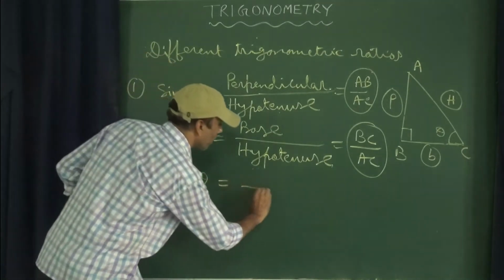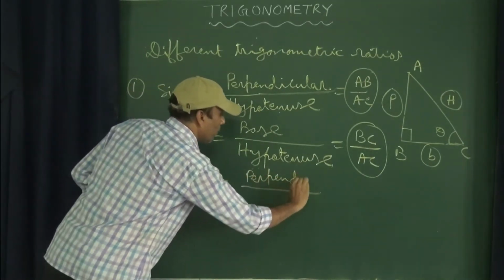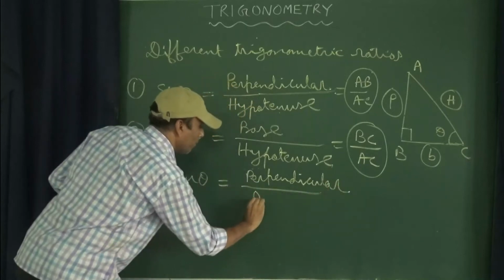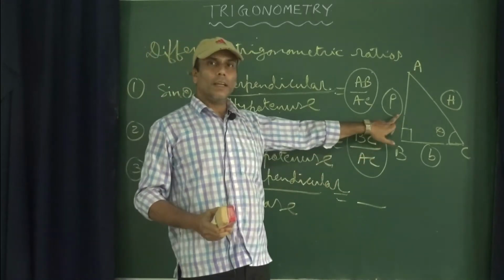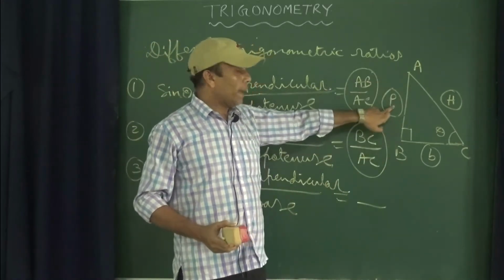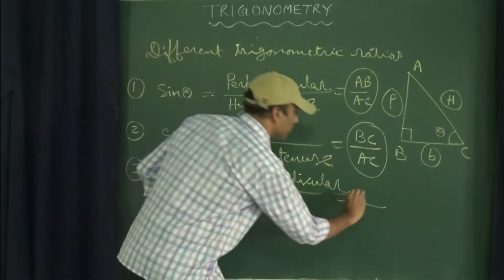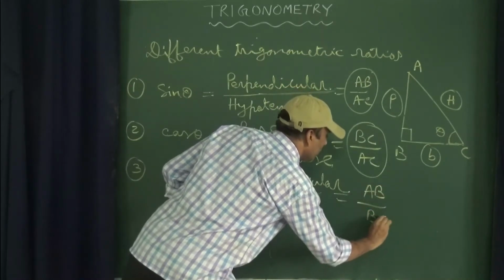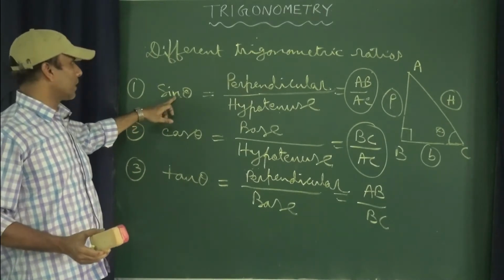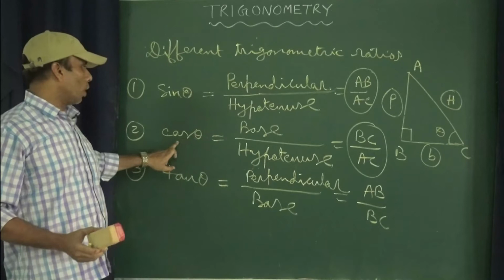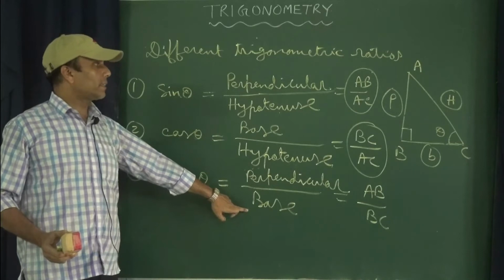Tan theta equals perpendicular by base. For this diagram, which is the perpendicular? It is already written here. AB is the perpendicular and base is BC. So we can write it as AB by BC. So we have got three trigonometric ratios here: sin theta equals perpendicular by hypotenuse, cos theta equals base by hypotenuse, tan theta equals perpendicular by base.